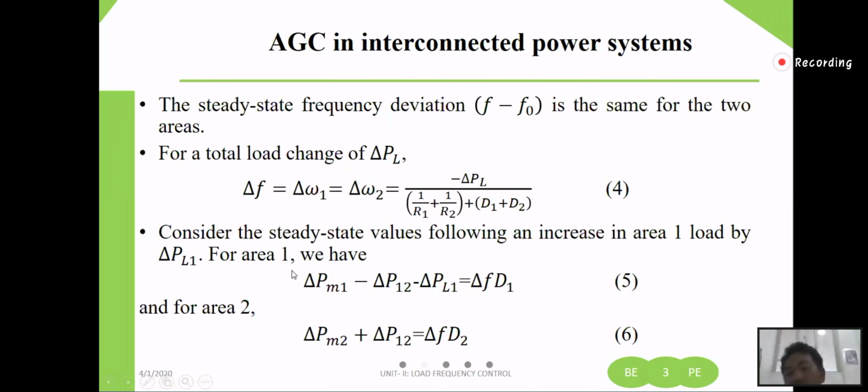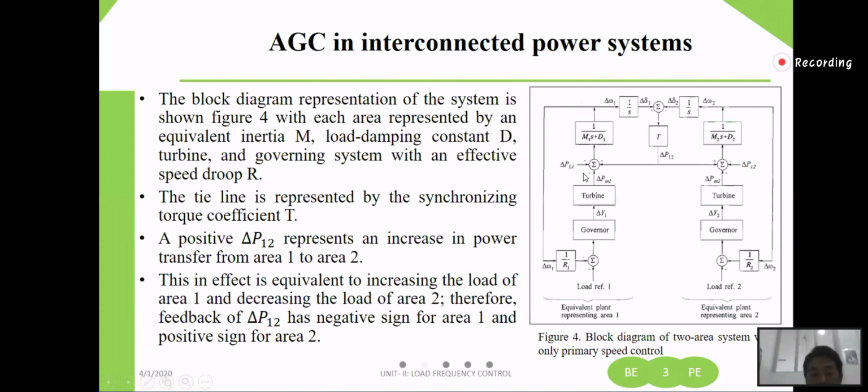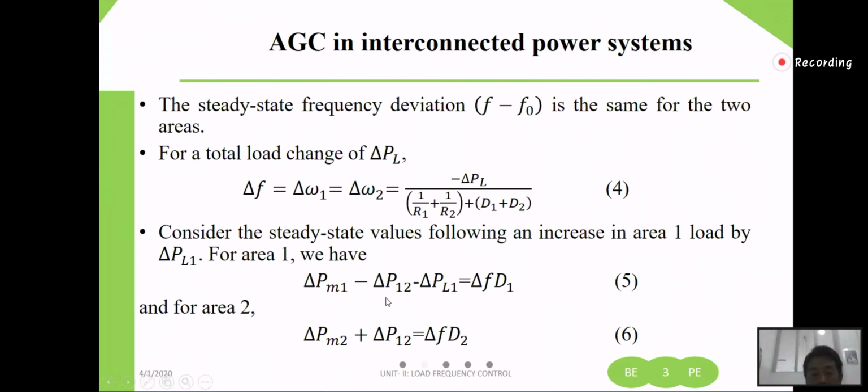So now see here, for area 1, we get that del M1 is positive here, right? Del M1 is minus del PL1 minus del P12. So this is how we have got it. Del PL1 or del P12 should be equal to the deviation of frequency times the damping constant D1, the change in the frequency. Okay, so equation number 5.